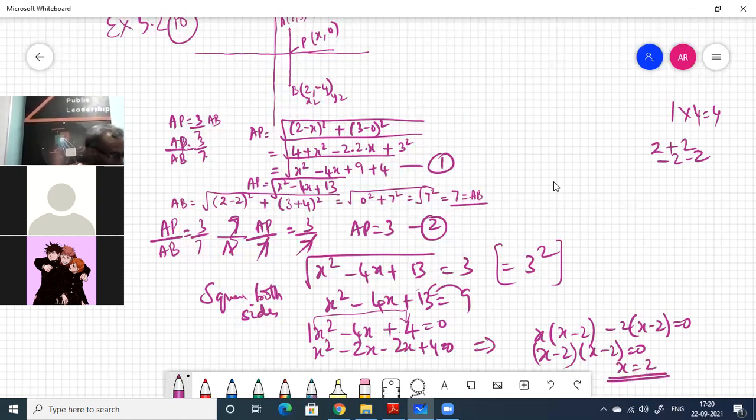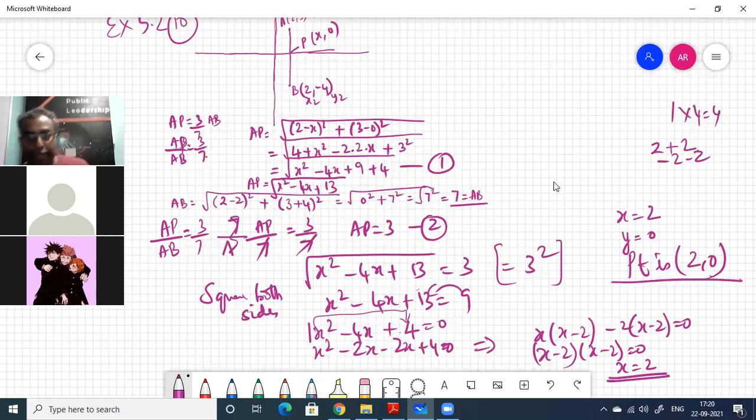Okay, so what you wanted to find out? If the point P lies on the x-axis, find the coordinates of P. See, already we know that it lies on the x-axis. Therefore, the y-ordinate is equal to 0. X is equal to 2. So the point is (2, 0). Okay, that is the answer.